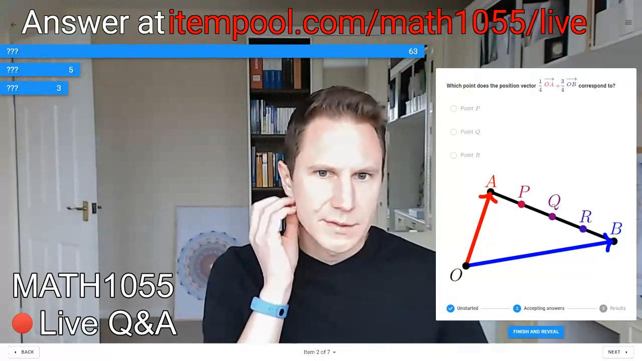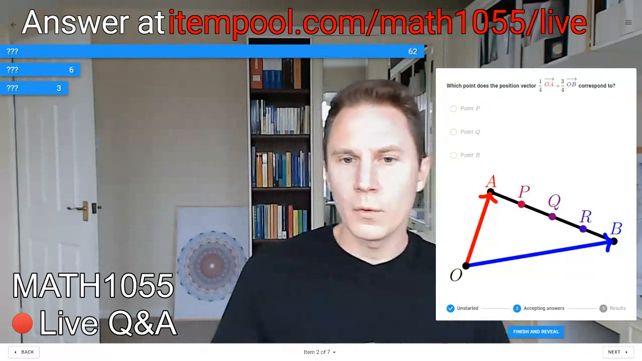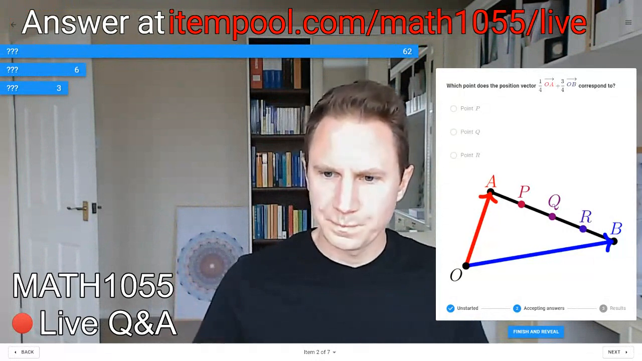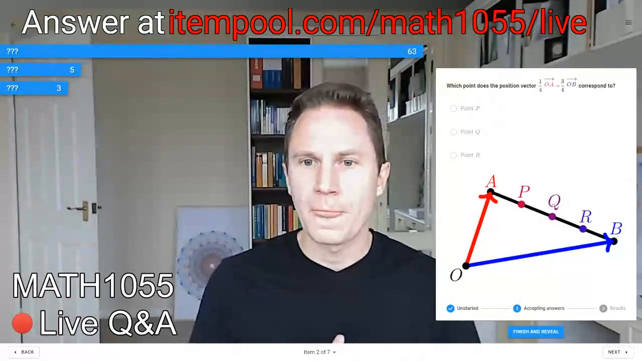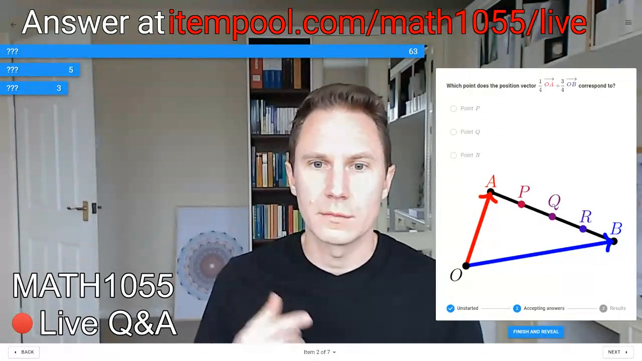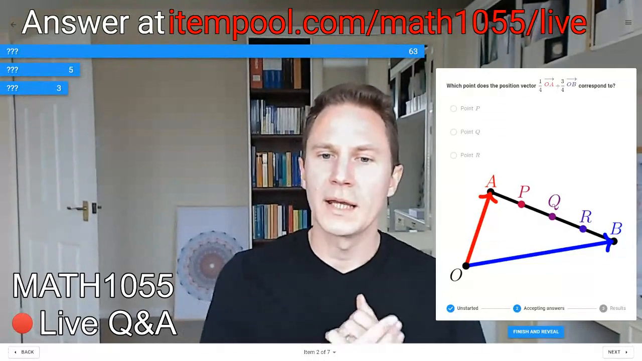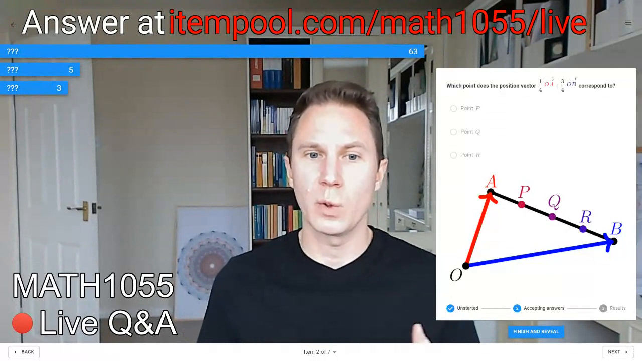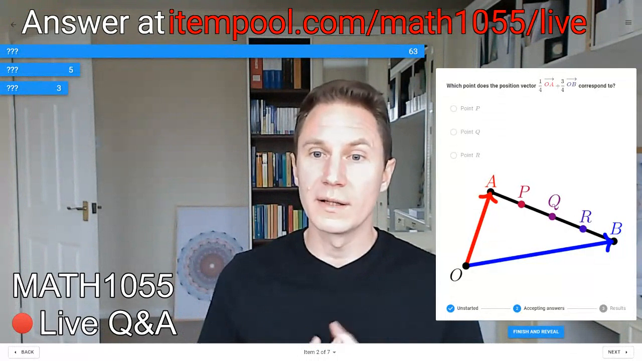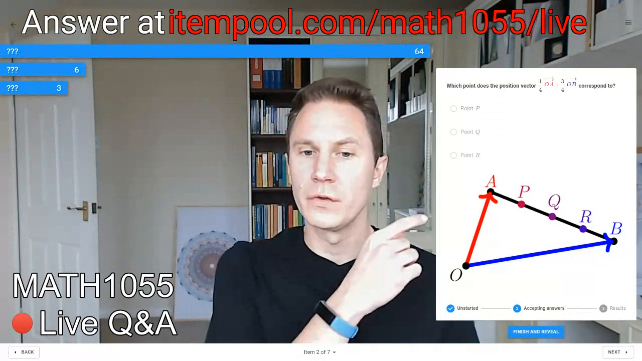Okay, so there are something like 70 people who have already voted. You can still go to itempool.com/math1055/live and vote for your answer. Again, we take this linear combination of two vectors, and the question is, what do we get in the end? We get a vector which will point from O, the origin, to one of those 3 points.